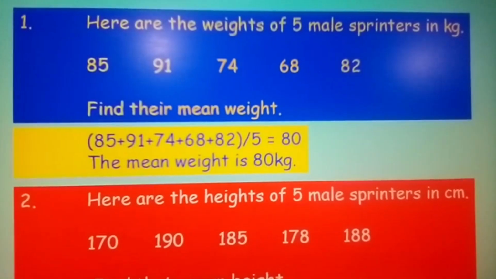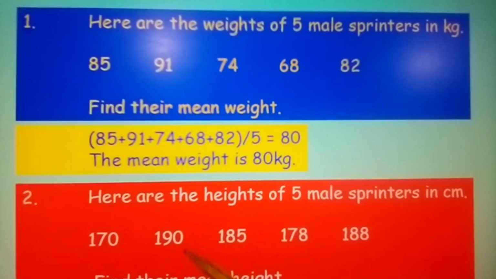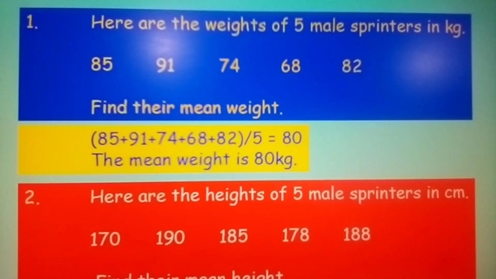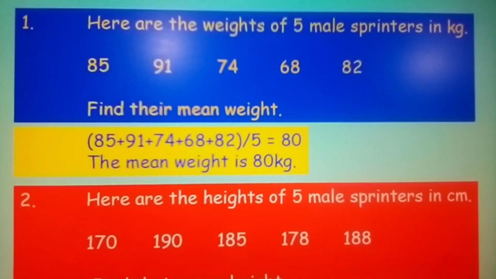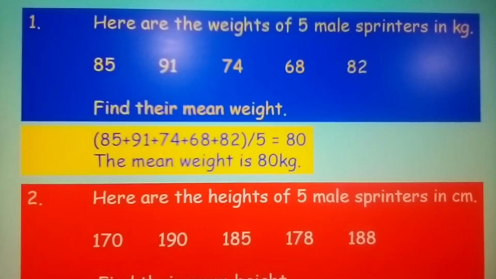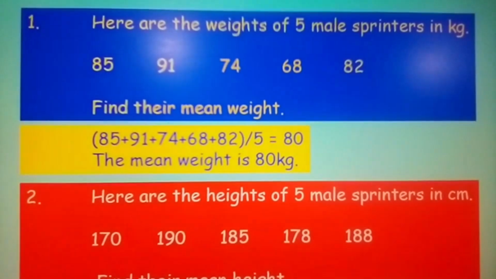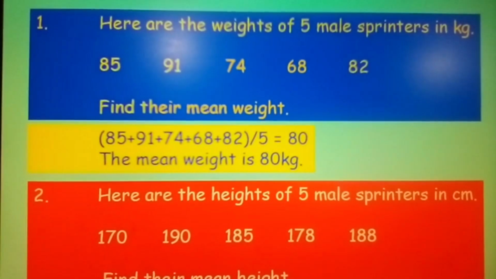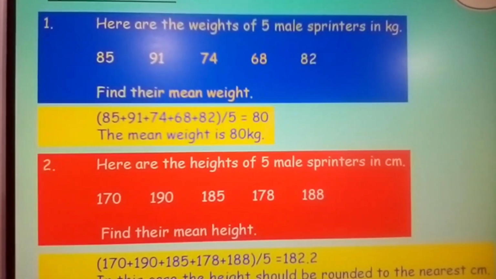Now here we have the heights of 5 male sprinters in centimeters: 170, 190, 185, 178, and 188. Find their mean height. Okay, let's have a look at that. Now here we have 170. I'll just pan it out a little bit so you can see this now.